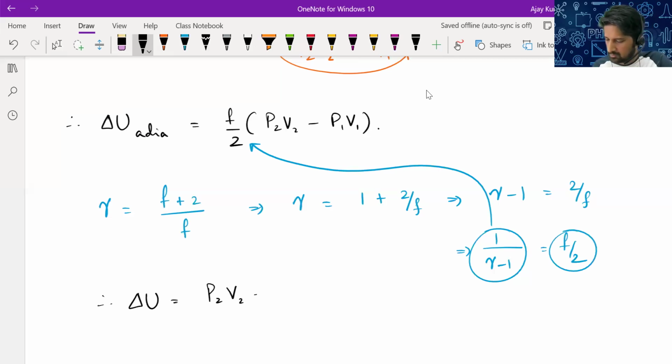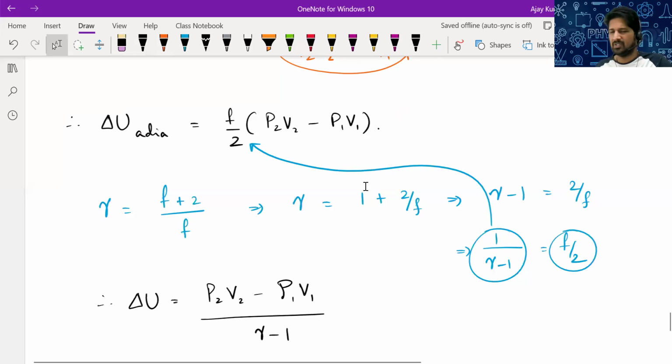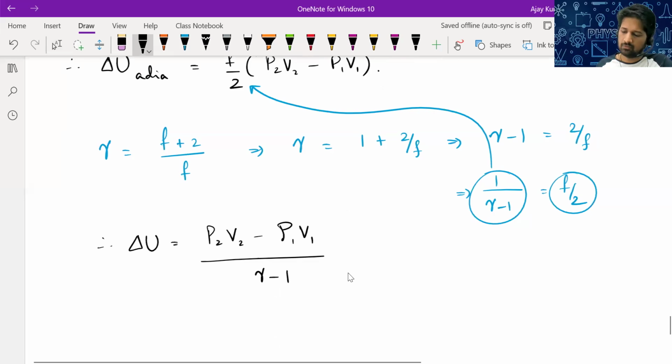P2 V2 minus P1 V1 divided by gamma minus 1. It can be expressed like that also. But understand, F and gamma are not independent quantities. If you know F, you know gamma. If you know gamma, you know F. You can convert one to the other. So in terms of pressure and volume, if you want to find the change in internal energy in an adiabatic process, you can use this.